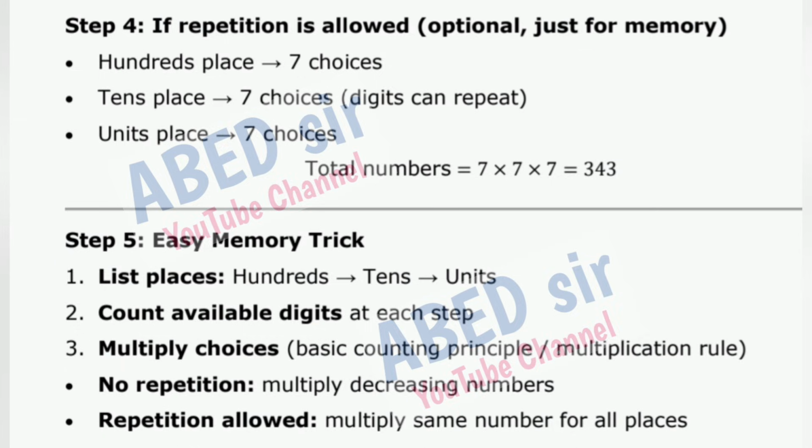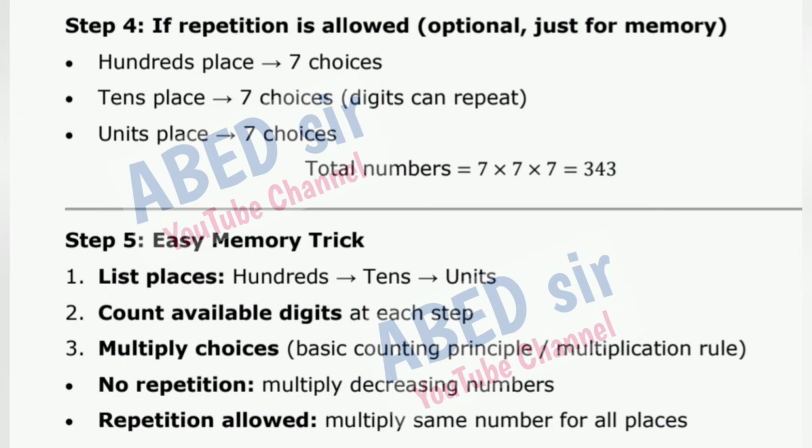Step 4. If repetition is allowed, optional, just for memory: hundreds place 7 choices, tens place 7 choices, since digits can repeat, units place 7 choices. Total numbers is equal to 7 times 7 times 7 is equal to 343.